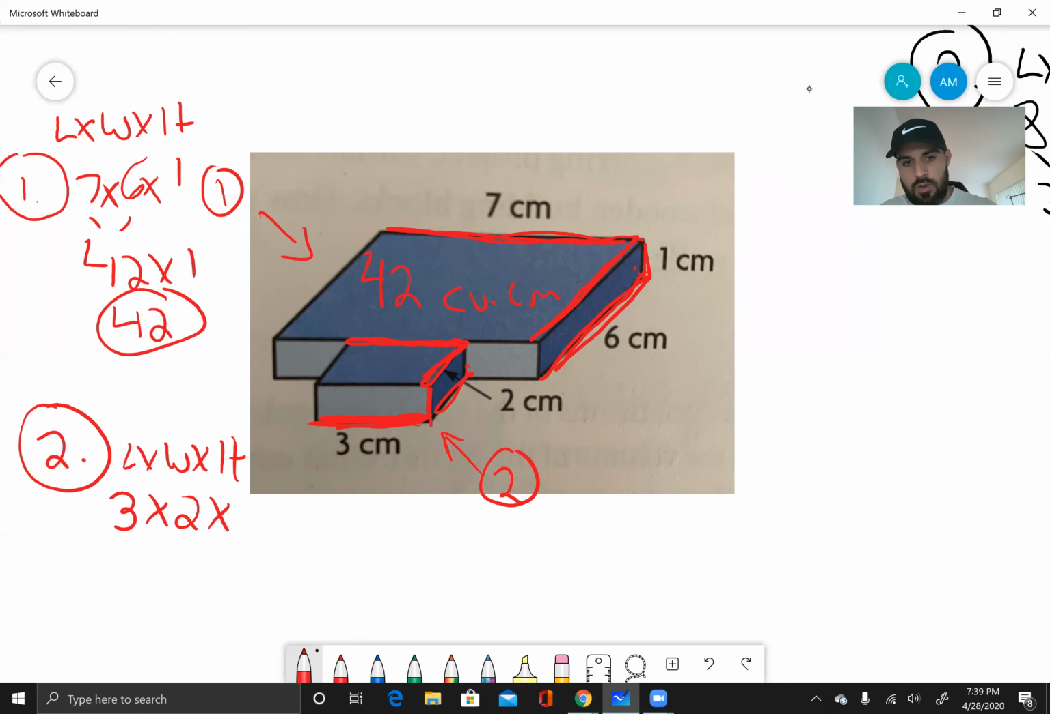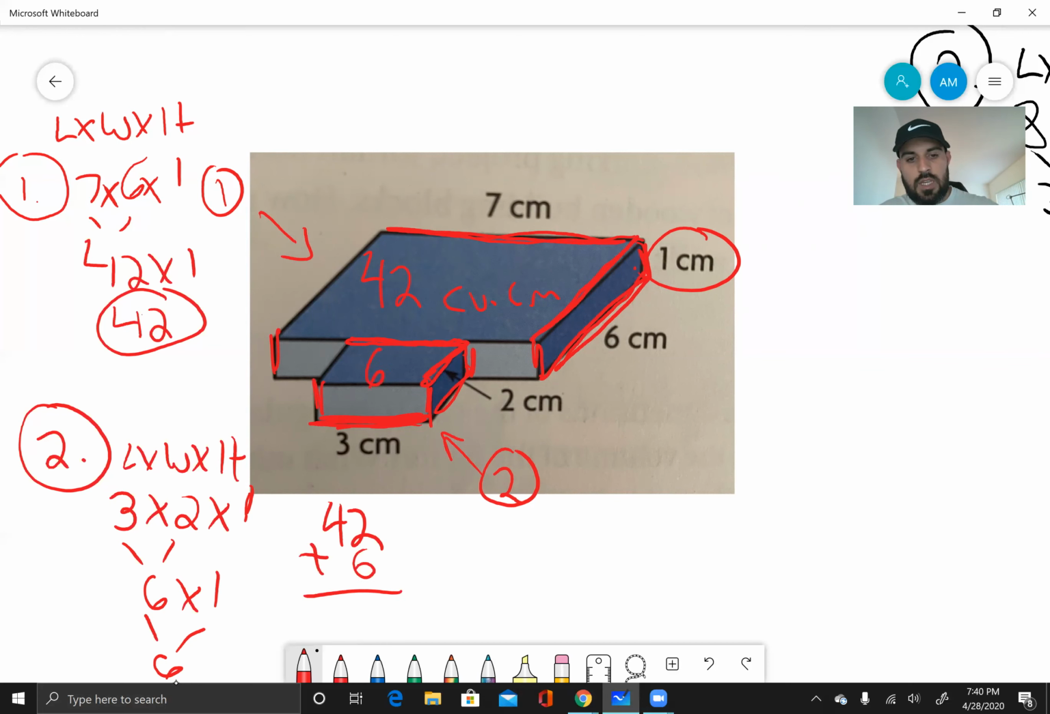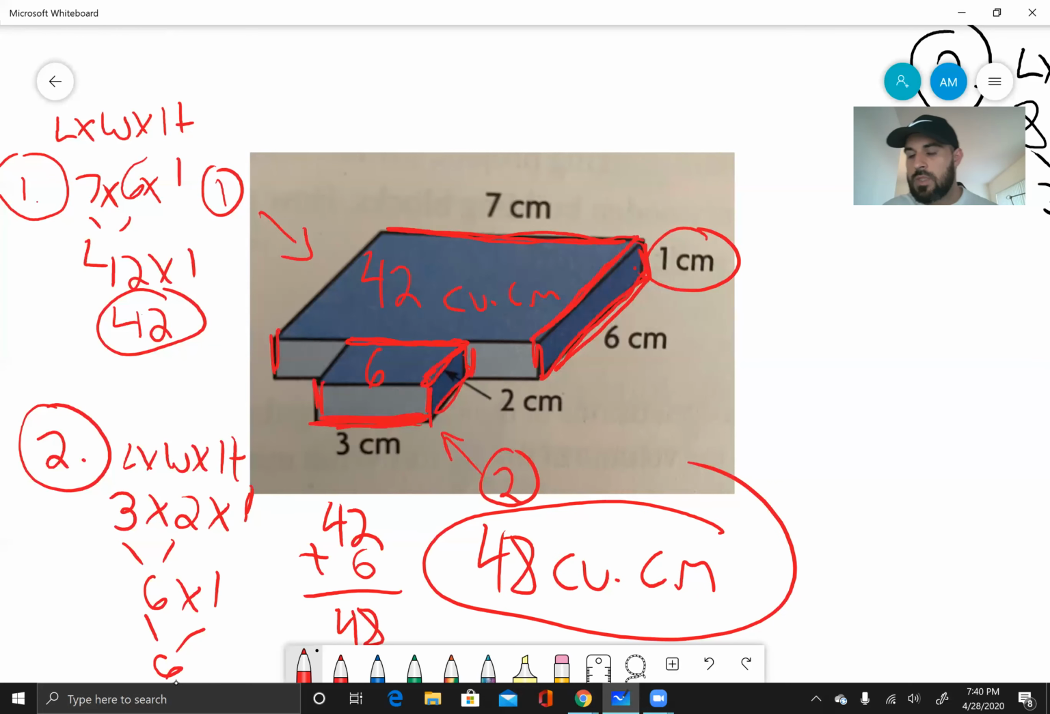And I have a height. Notice how these are all heights. All heights are congruent to the 1. So I have 3 times 2 is 6, times 1 is 6. Last but not least, add up my 2 figures. 42 cubic centimeters plus 6 cubic centimeters would give me 48 cubic centimeters, and that is my final answer. So my volume is 48 cubic centimeters.